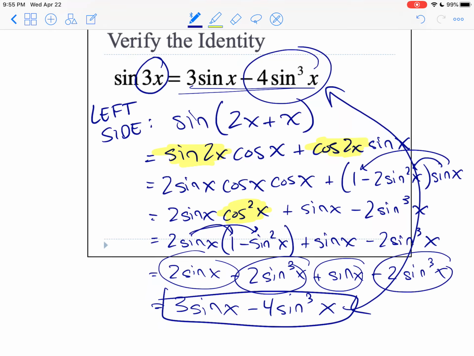And I need to do the algebra out. I can't just say that I've verified the identity without showing any work. So I need to show the work to get my final answer.